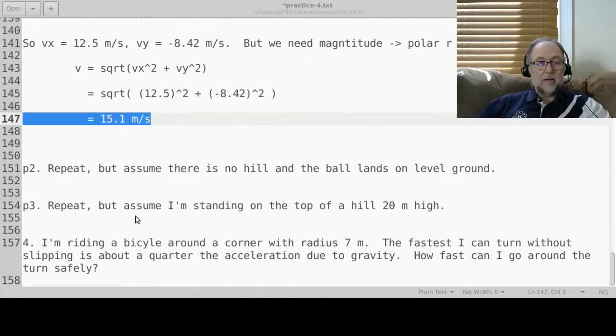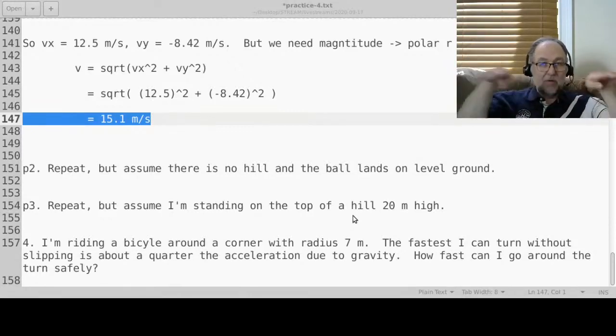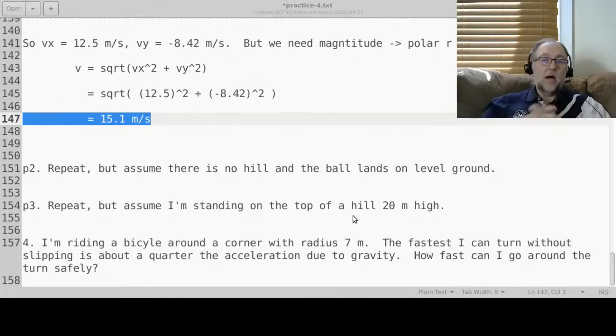Okay, so assume that you're at the top of a hill 20 meters high, and then it lands on ground level. So then you've done all three possibilities. Leaves ground level and it lands on the top of the hill. The other one is it leaves ground level and it reaches ground level, and the other one it's from the top of the hill and it goes down to the bottom of the hill. And those are the three possibilities.